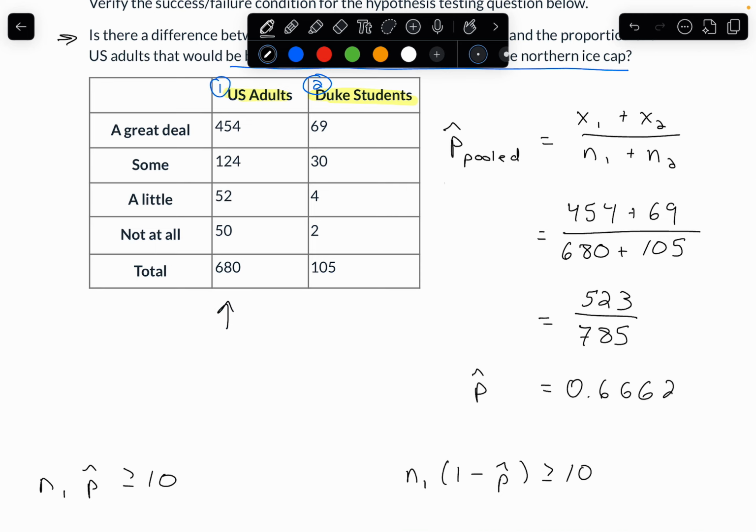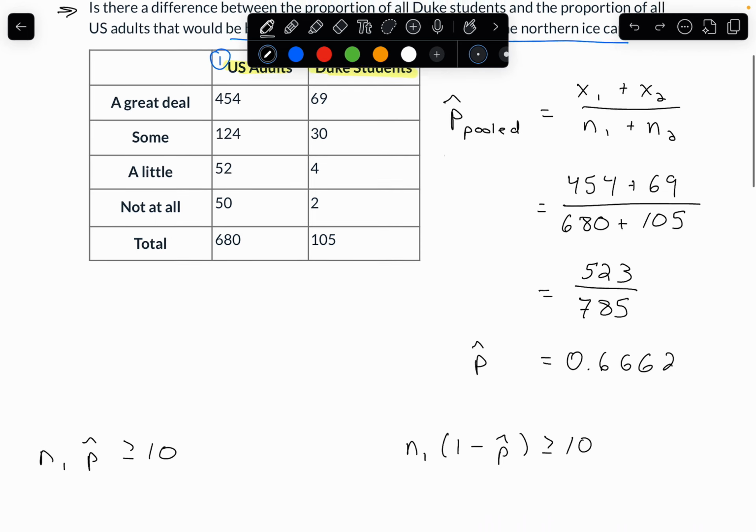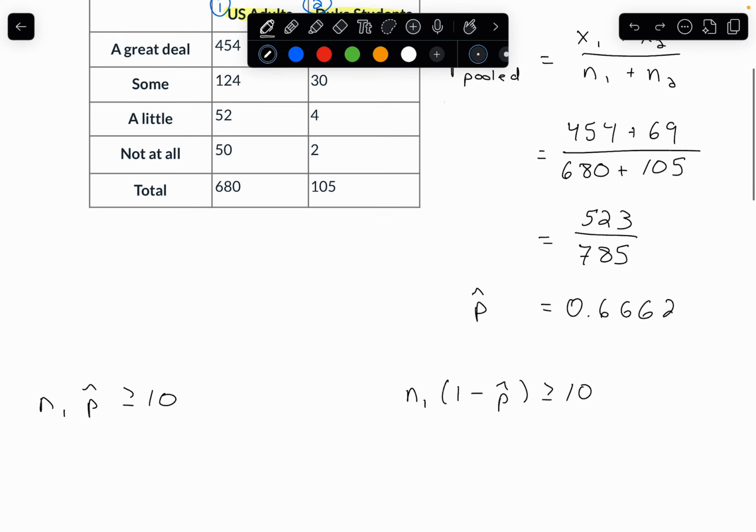Adults, that was going to be our sample 1, our group 1. So our N1 will be 680. So I have 680 times p-hat, our p-hat pooled coming from over here, 0.6662. I need to calculate that out, so bear with me. 680 times 0.6662 gives me 453.016. That is certainly greater than or equal to 10.